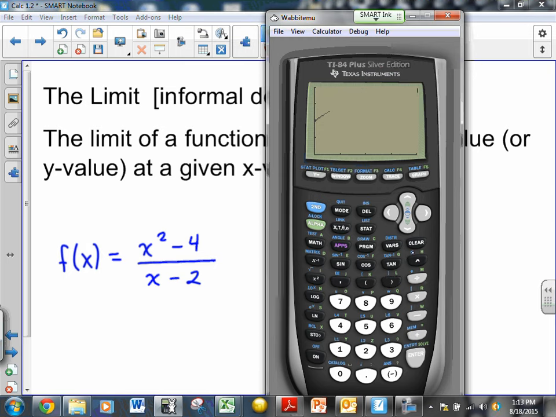Okay, if I want to look at the graph of that, I'm only looking at part of it here. So I'm going to go to Zoom 6, which is the standard menu. Zoom 6 is right here, standard.